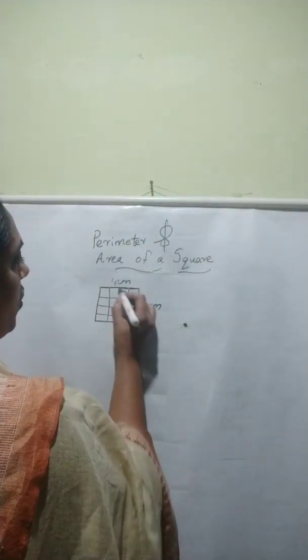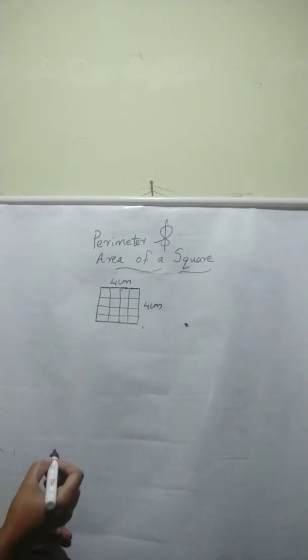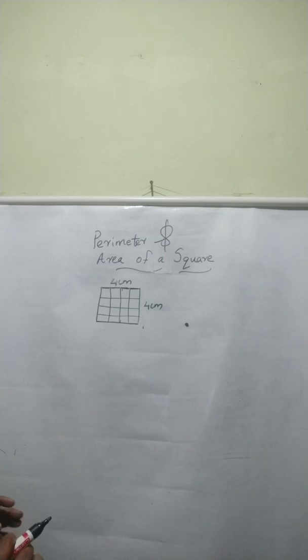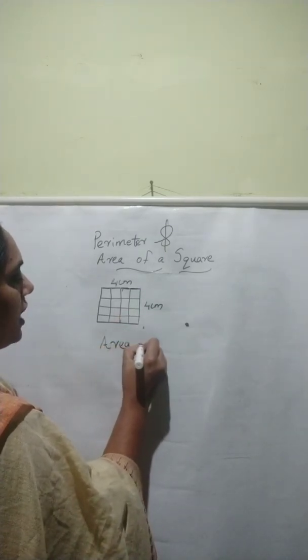If it is 4, here also will be 4. If this is 5, then this side also will be 5. Then opposite sides also will be equal in length. So here first we can find the area of this square.